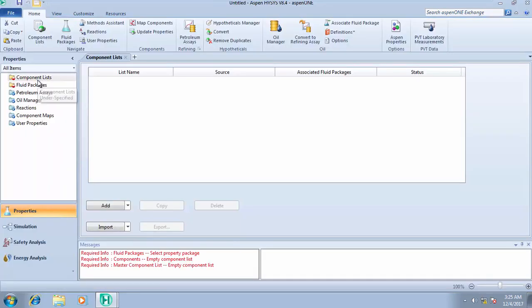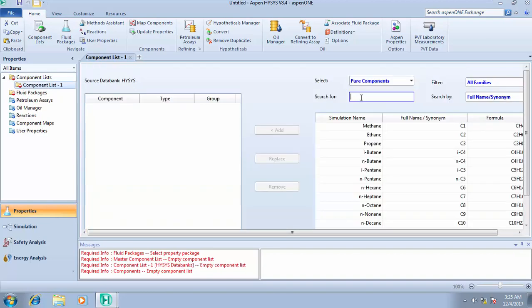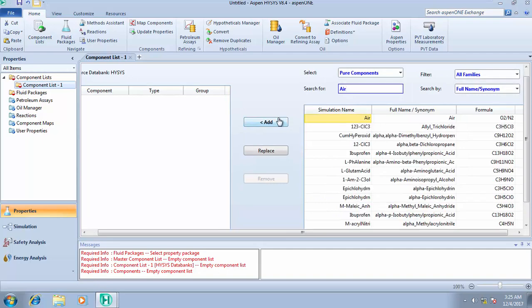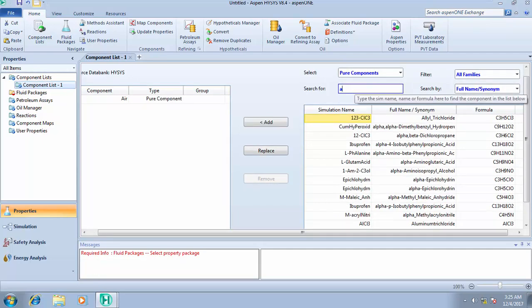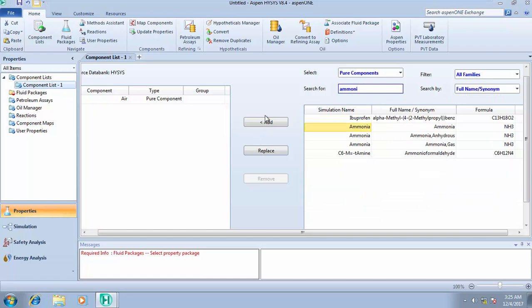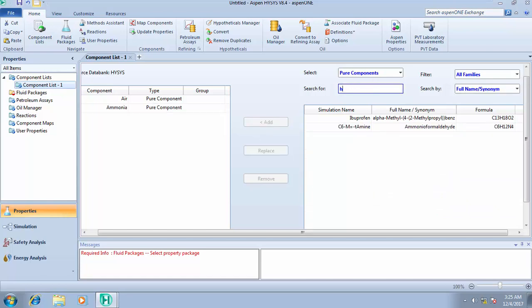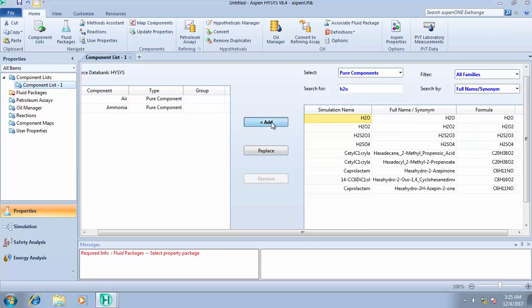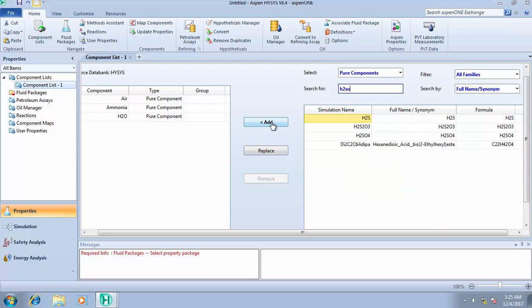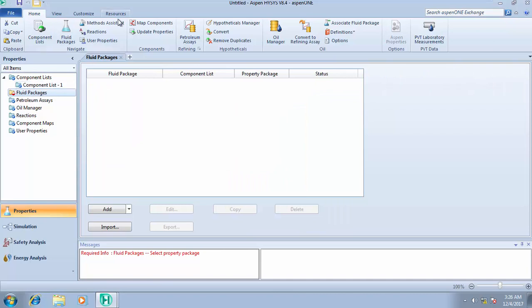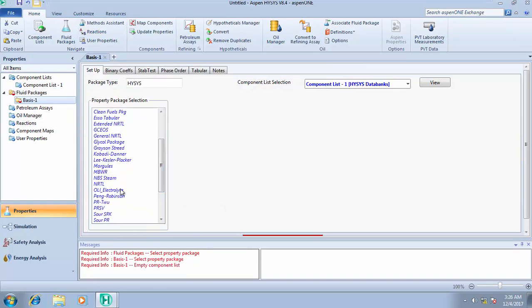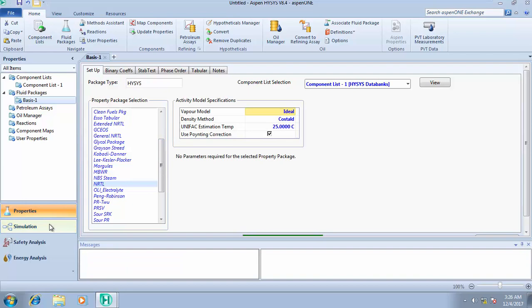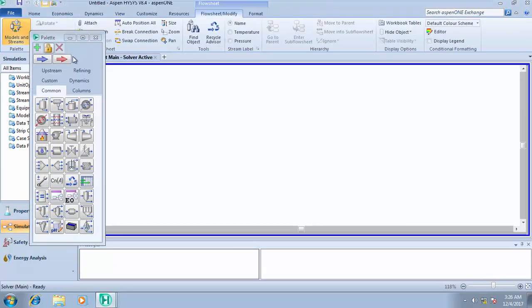All right, so we're going straight to the design, and I don't need to show this. We've already learned how to add components and all of that, so I won't be spending much time here. We have air, we have ammonia, we have water, we have H2SO4. Okay, so going by method assistance, if you go through this, you see the fluid packages you can use. So I'll be using NRTL. Okay, so go straight to my design.